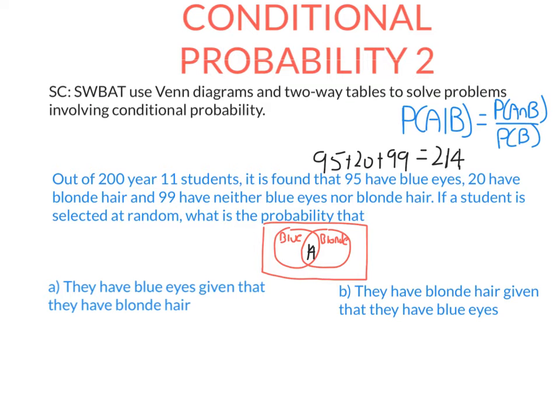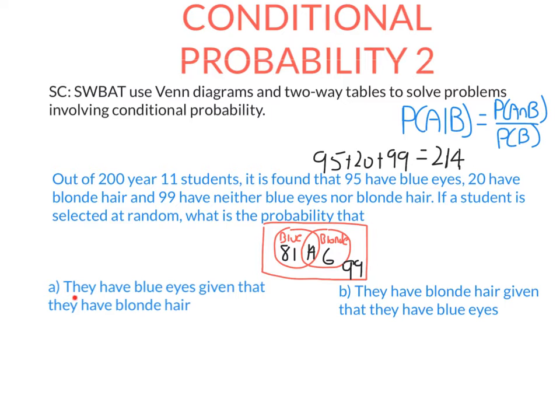I'm told that 95 have blue eyes. I've already got 14 in the blue-eyed circle, so I need 81 here. Similarly, I need 6 more for the blonde hair circle and then 99 outside. Note all of these four numbers inside the Venn diagram add to 200, so I know I'm doing something right.